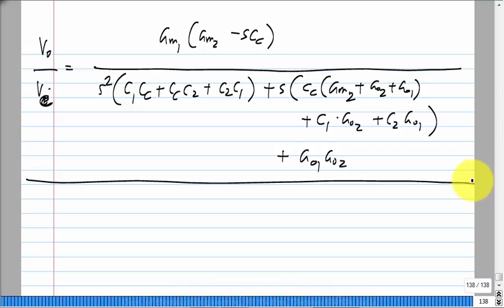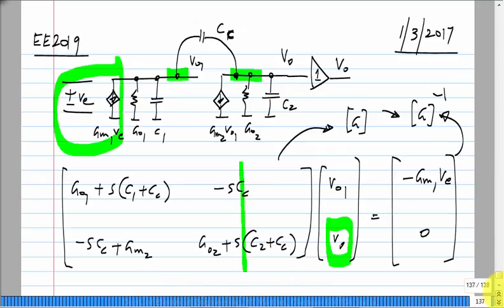This is the transfer function of the circuit, and as you expect, first of all, just looking at the circuit, what's the order you would have expected? Order of the transfer function, why?